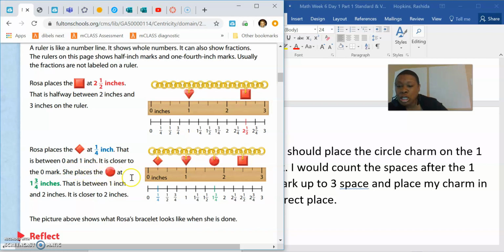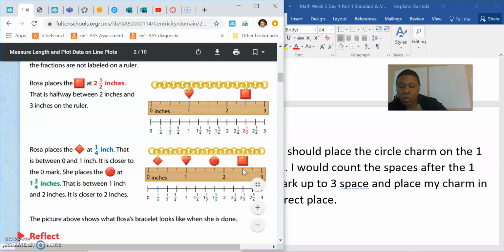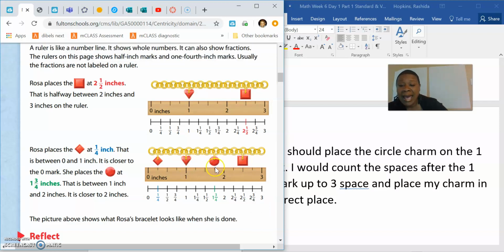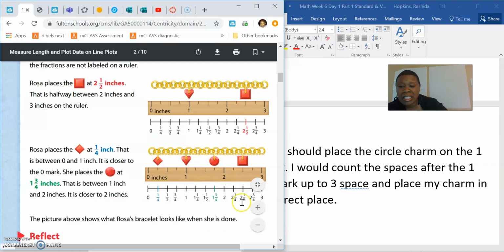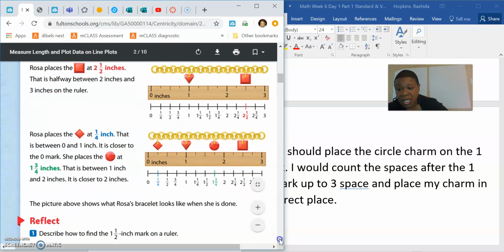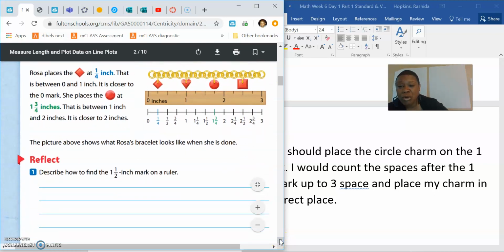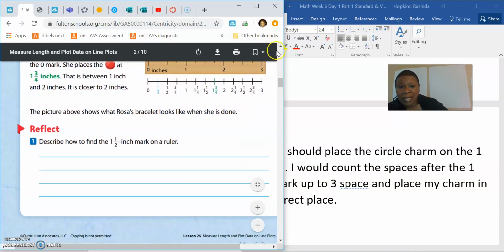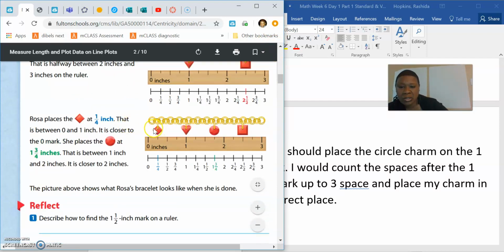She places the circle at the 1 3/4 inch mark. So you have the circle here. This is your 1, 2, 3. So it's your 3/4, 1 3/4 inch. This is between the 1 and the 2, boys and girls. It is closer to the 2 inch. The picture above shows what Rosa's bracelet looks like when she is done. So everybody can take a look at that picture here. So the diamond, the heart, the circle, and the square are there.